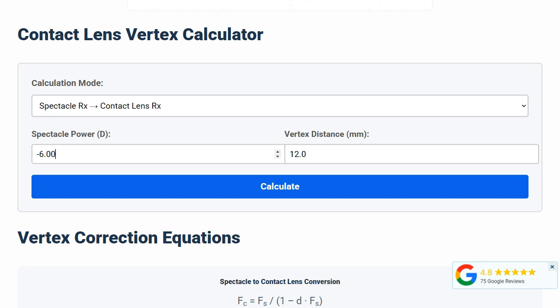We'll use 12 millimeters. The calculator then applies the vertex distance formula to determine the equivalent contact lens power needed. Since contacts sit directly on the eye with zero vertex distance, the power required differs from spectacles, and this difference becomes more significant with stronger prescriptions.